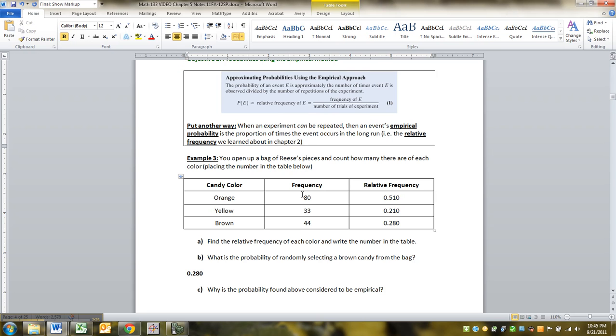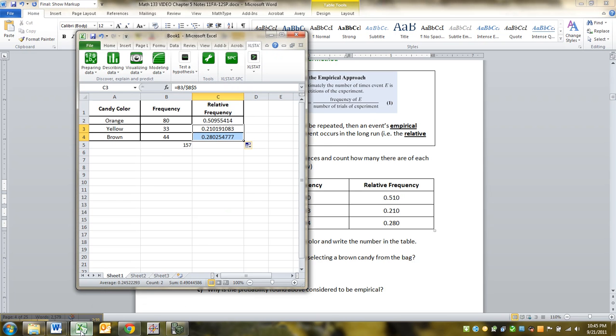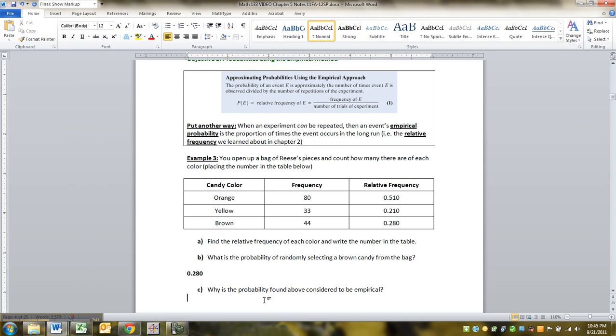So for us, for example, you reach into a bag, you grabbed an orange candy 80 times, a yellow candy 33 times, and a brown candy 44 times. So the experiment of reaching into the bag and getting out a candy was repeated 157 times, right? Out of that 157, how frequent was brown? Brown was 44 out of 157. You could say it that way, 44 out of 157, which is 0.280.